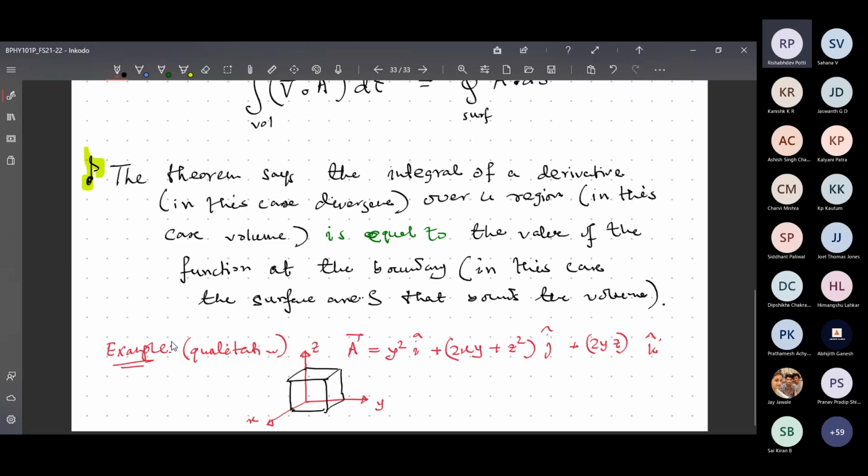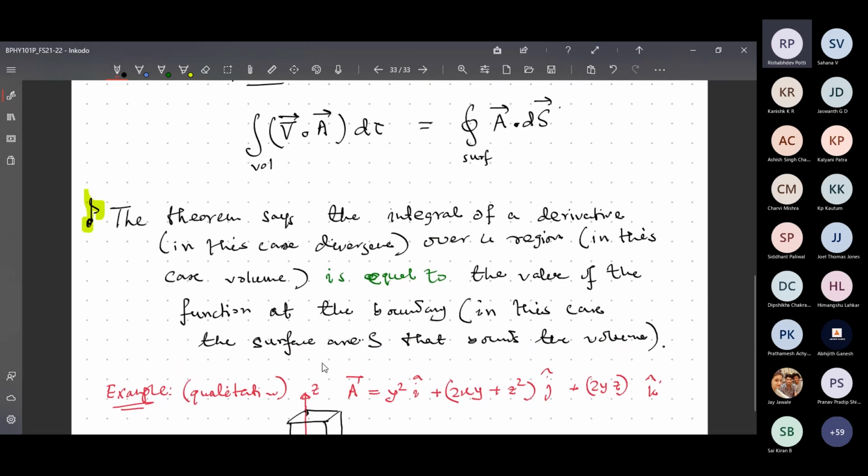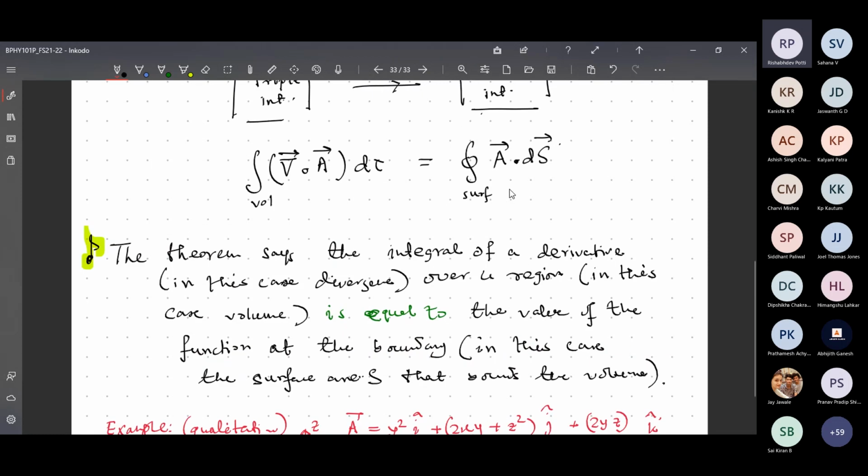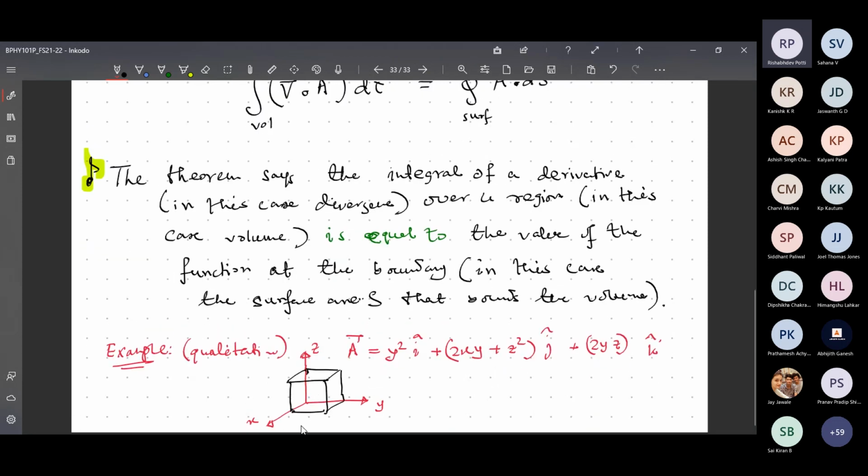Let me draw. The red color should be there, so it doesn't matter. Now you can see I have the volume. This is the volume, and I can calculate the divergence of the vector field over the volume. Similarly, I can calculate the flux of the vector field through the boundary of the volume. In this case, what is the boundary of the volume? The boundary of the volume is the surface. There are 6 surfaces: 1, 2, 3, 4, 5, 6. Are you getting the point?